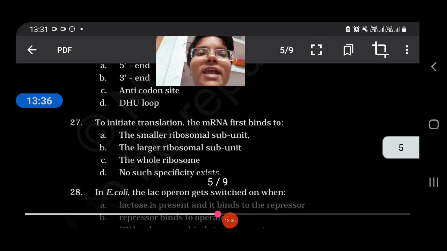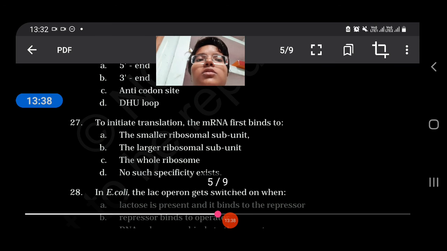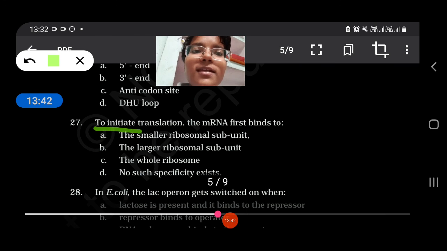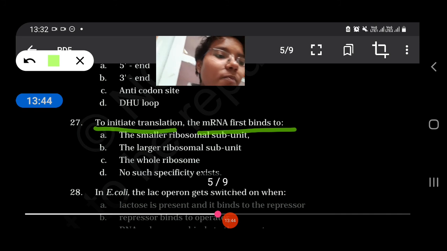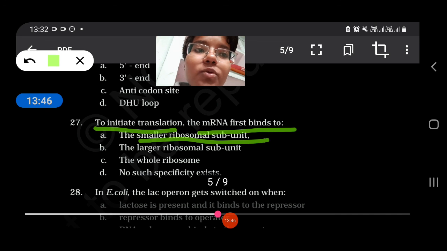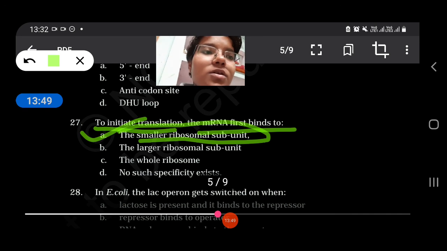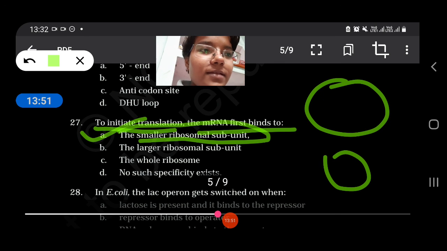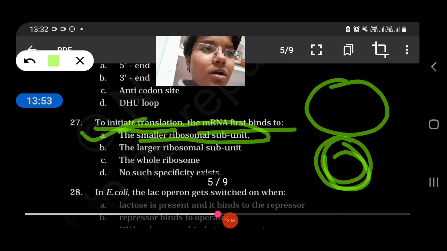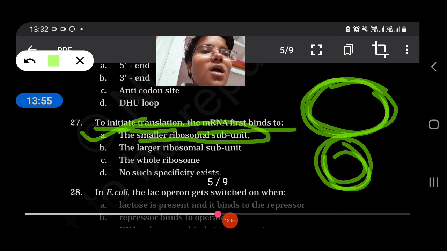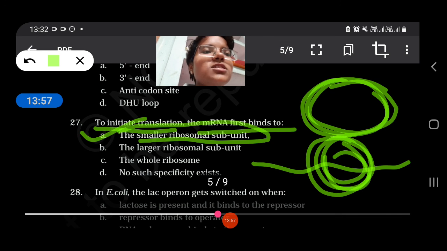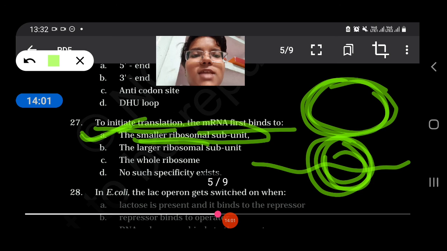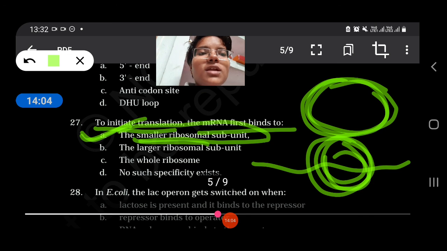To initiate translation, the mRNA first binds with the smaller ribosomal subunit. Whenever translation is occurring, the mRNA passes through the smaller ribosomal subunit. So this is the answer: to initiate translation, the mRNA firstly binds to the smaller ribosomal subunit.